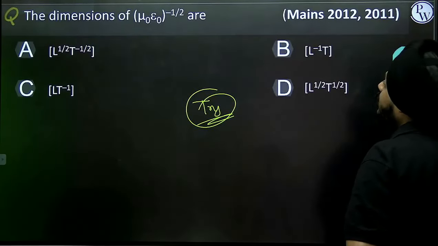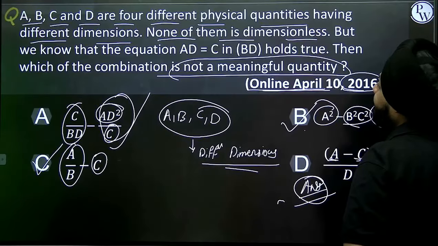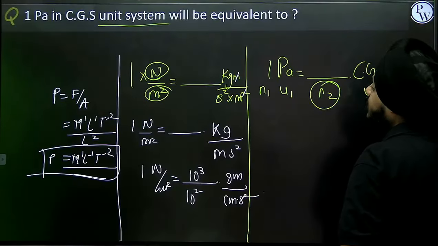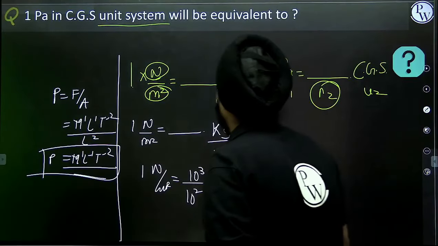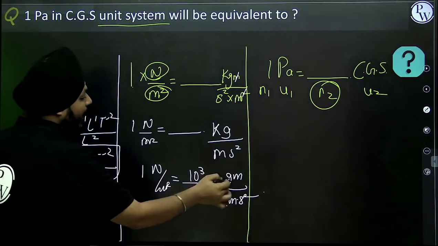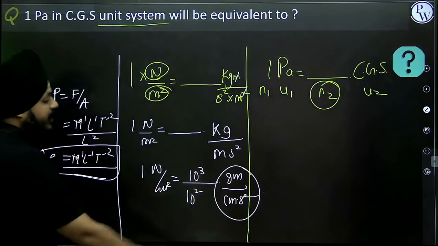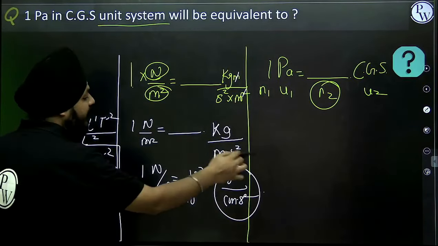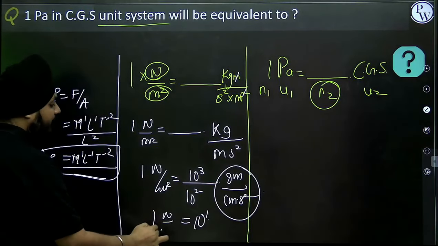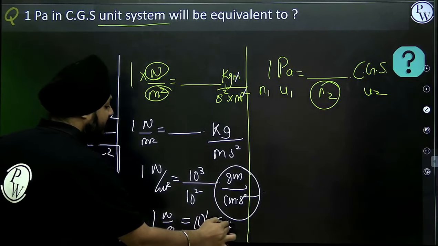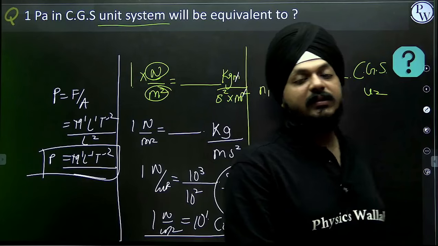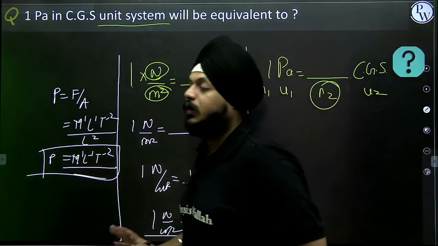Okay, lots of stuff we have seen here. M1 L minus 1 T minus 2. So kg into gram, this is the CGS unit system, gram per centimeter square. So it's 10 to the power 2 meter to centimeter, so it will be 10 to the power 1. So 1 Newton per meter square is 10 of CGS, 10 to the power 1 of CGS. This is how one unit is converted into another.